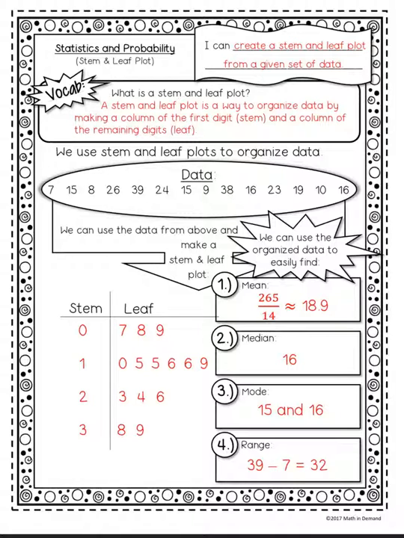A stem and leaf plot is a way to organize data by making a column of the first digit, the stem, and a column of the remaining digits, the leaf or leaves. We use these just like we use line plots to organize data.